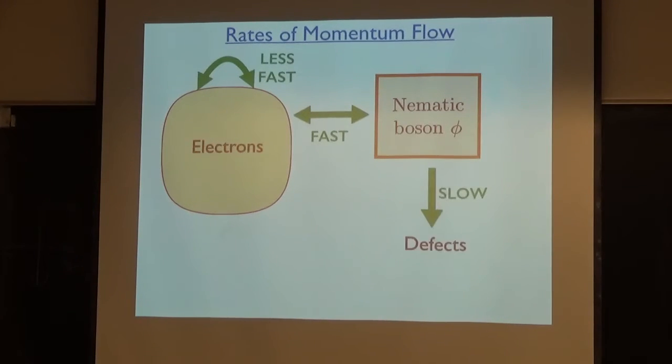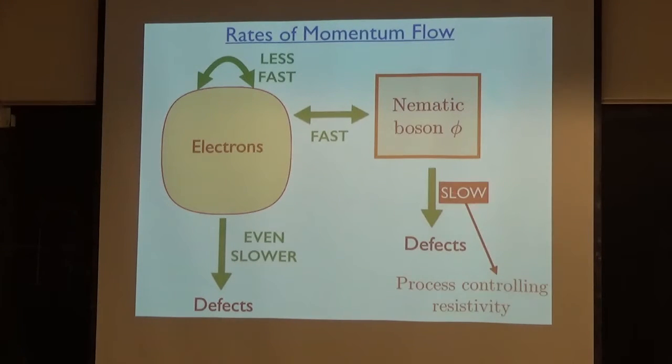And one of those, so in fact there are some defects maybe. Okay. So say there are some defects, they can act on the nematic bosons or they can act on the electrons. So we've estimated these rates, and that's what I'm going to just describe. It turns out this is the most important process. It's faster than this one, so that's where most of the momentum ends up.